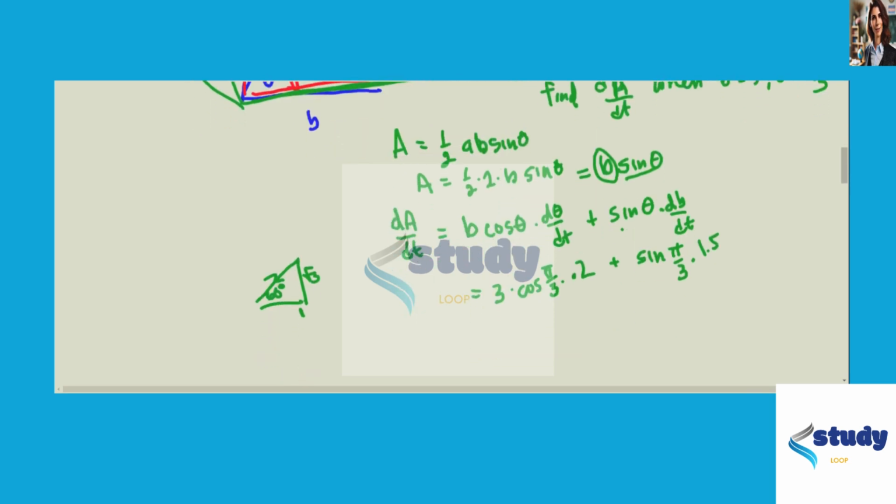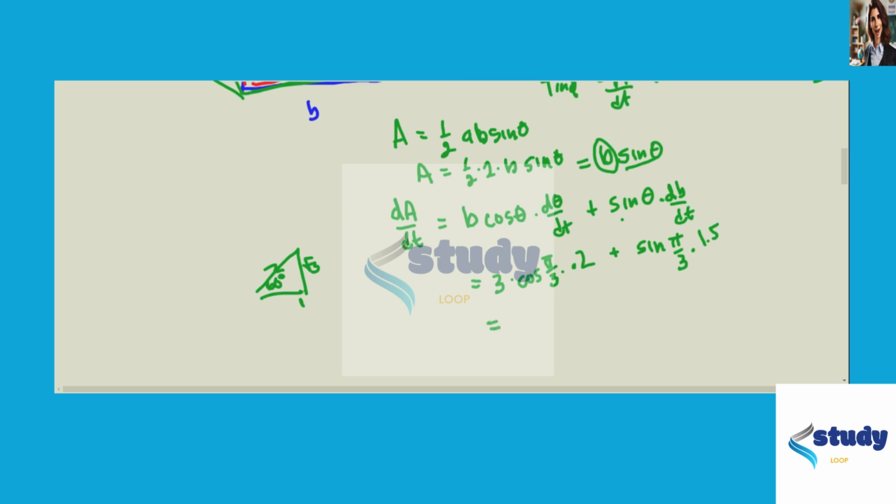So here we get 3 times 2 times the cosine, which is 1/2. Plus over here we get 1.5 times the sine, which is the square root of 3 over 2. So it's 3 plus 0.75 times the square root of 3. I don't know where my calculator is, and again, centimeters squared per minute, because it's area changing.